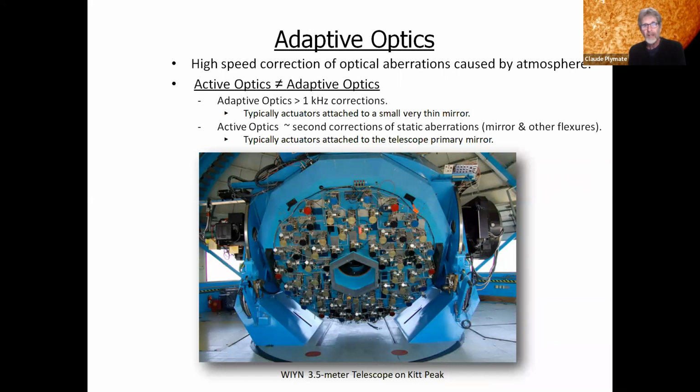Okay, so adaptive optics. The first misconception I want to address is the confusion between adaptive optics and active optics. Now, they are very similar conceptually, but are used for very different purposes and in very different time regimes.